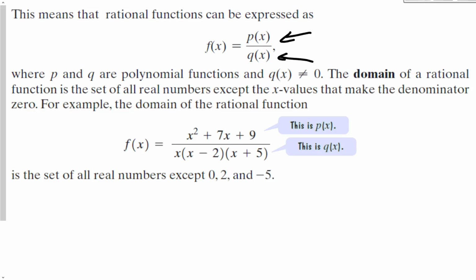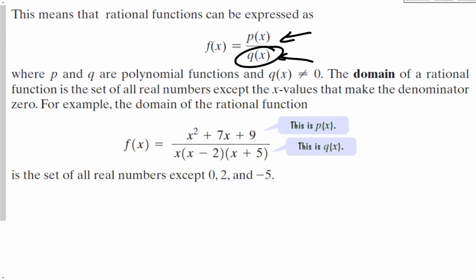So a rational function can be expressed as f of x is equal to p of x over q of x, where p and q are both polynomial functions. Q of x cannot equal 0, of course, because the denominator of a function can never be equal to 0. The domain of this rational function is the set of all real numbers except the x values that make the denominator equal to 0. And we saw this when we were solving rational equations. Okay? Remember, we had those excluded values, which were things that make the denominator equal to 0.